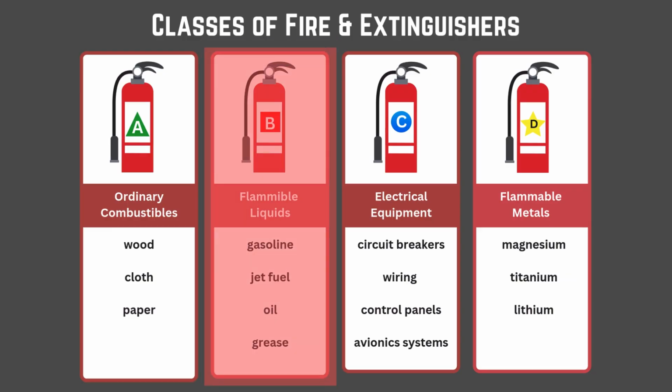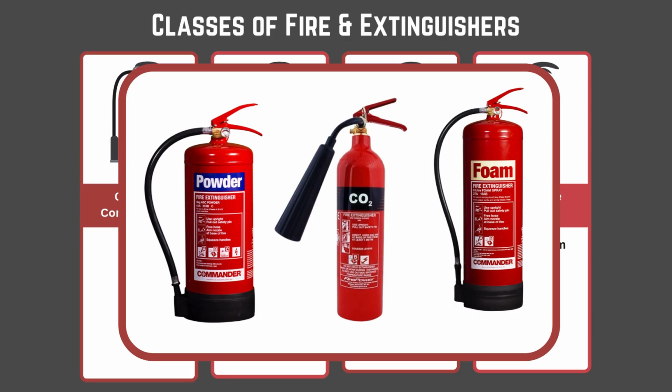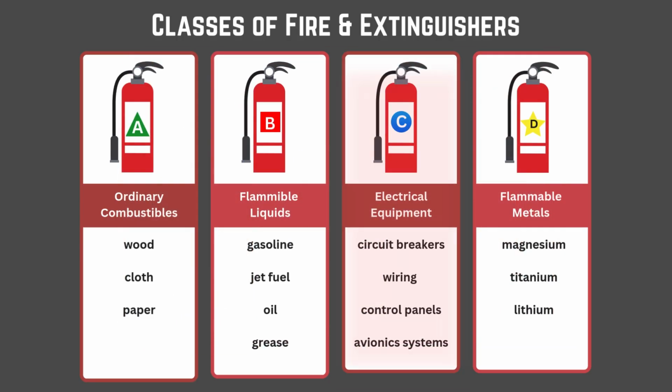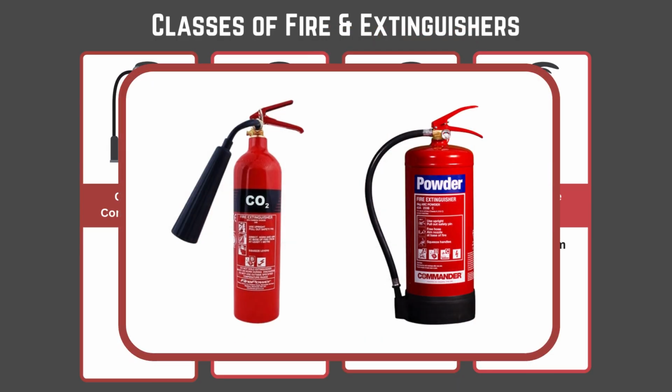Class B includes flammable liquids such as fuels like gasoline, jet fuel, oil, and grease. Utilize dry chemical, carbon dioxide, or foam extinguishers to extinguish flames and contain vapors. Class C refers to electrical equipment, including energized electrical systems, wiring, control panels, and avionics. Use carbon dioxide extinguishers to avoid equipment damage, or opt for dry chemical extinguishers, which are effective but may be corrosive.